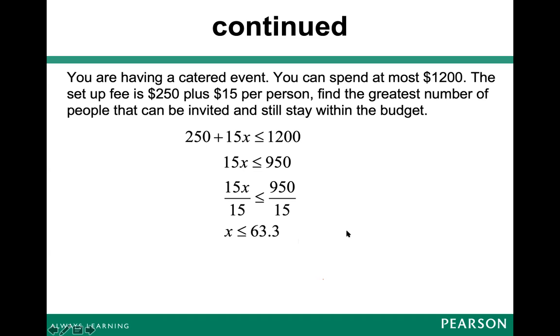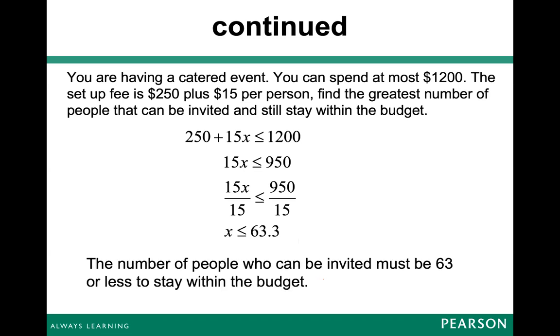Now, how would you interpret that answer? How many people can you invite to this event? Well, you can invite 63.3 people, right? So that means the most number of people you can have is 63, and you'll have a little bit of money left over. But if you invite 64 people, you're going to go over budget. So 63 people or fewer.